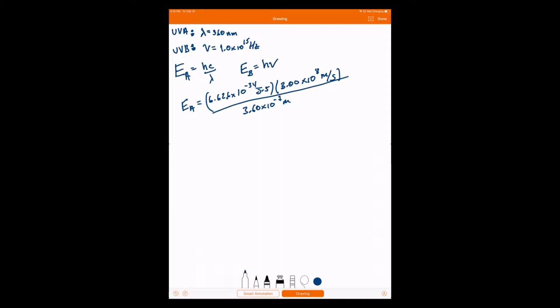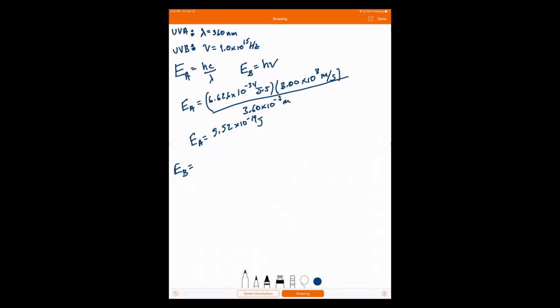I'll take Planck's constant, multiply it by the speed of light, and then divide it by the wavelength. Don't forget to convert the wavelength from nanometers to meters. The units have to match. Once you do that, you get that the energy of UVA is 5.52 times 10 to the negative 19 joules per photon.